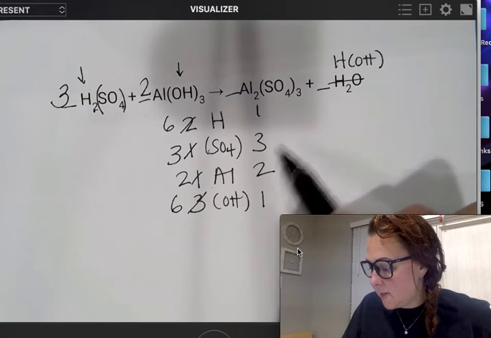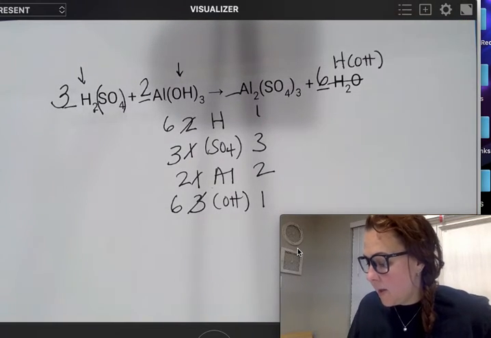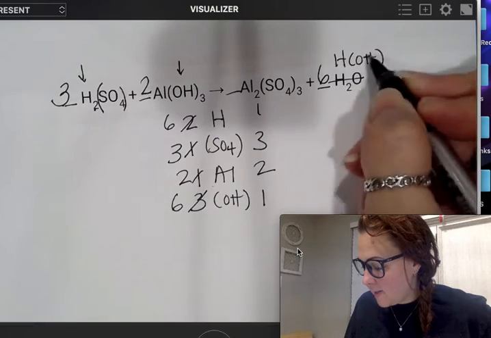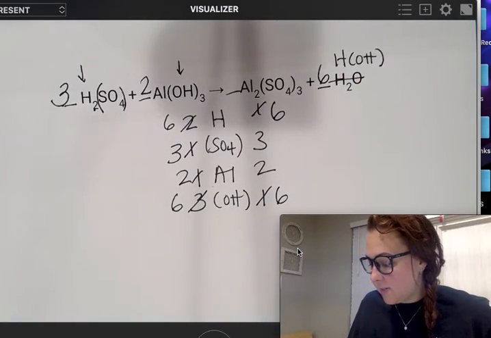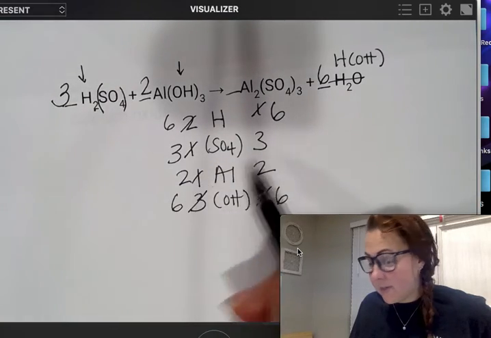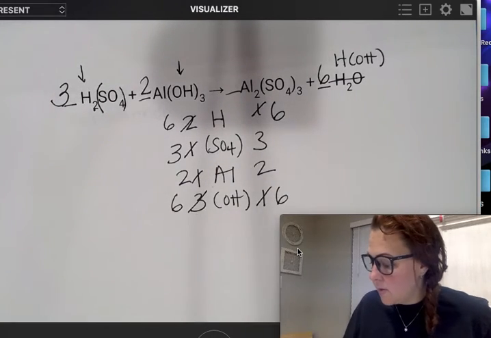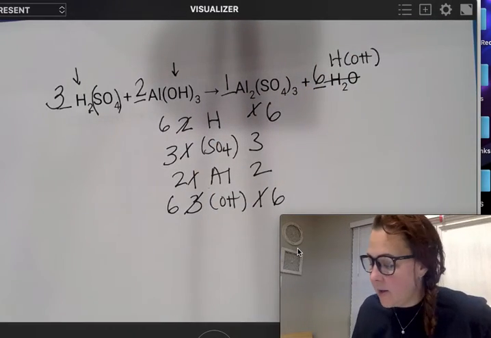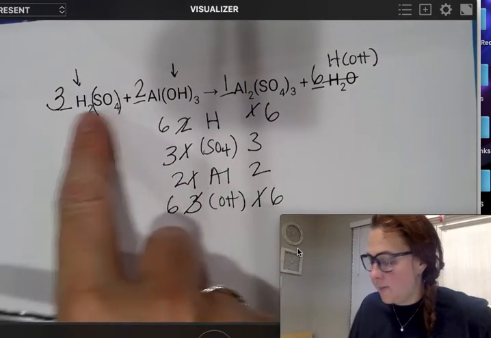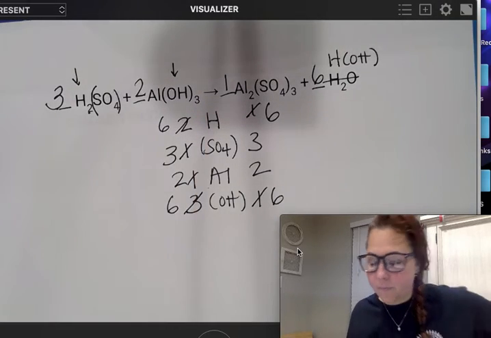So if I put a 6 in this front blank here, that's going to change my hydroxides to 6. It also changes my hydrogens to 6. So I have 6 and 6, 3 and 3, 2 and 2, 6 and 6. That balances everything out. This is technically a 1, which is really a ghost. We don't usually write it. So it's a 2, 3, 1, 6 to balance that one out.